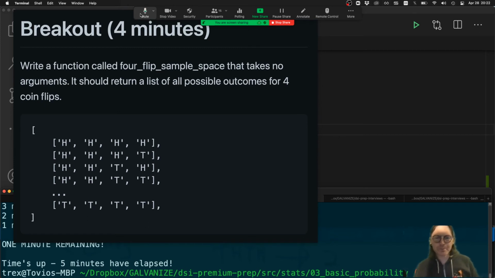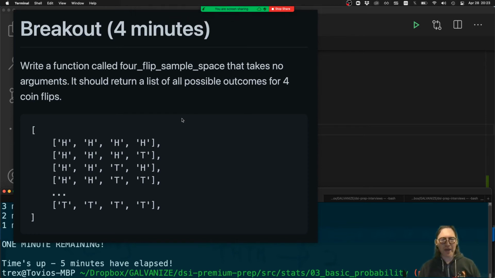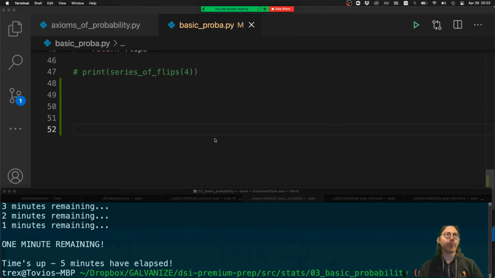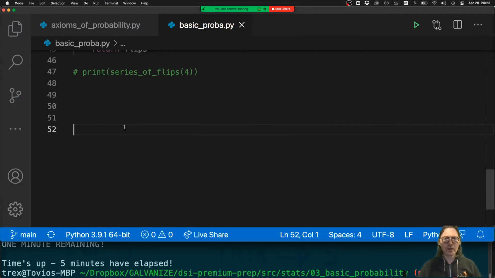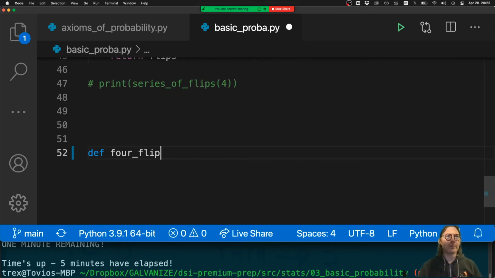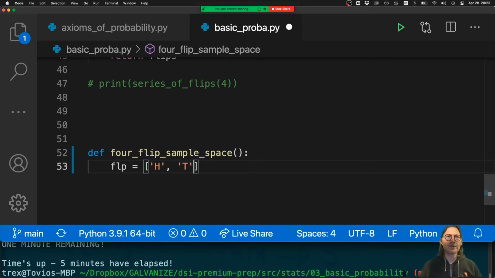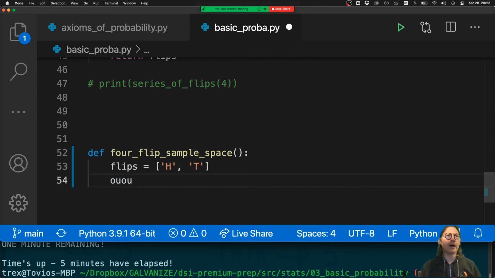Okay, so this is very much like that four animals problem, cat, dog, goldfish, ferret. We can construct this pretty easily. Def four_flip_sample_space, I'll make this a little bit bigger. We can say that our flips are composed of heads and tails. And we've got our flips, and then our list of outcomes.